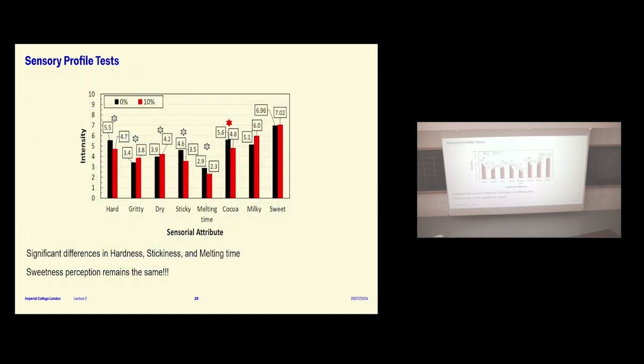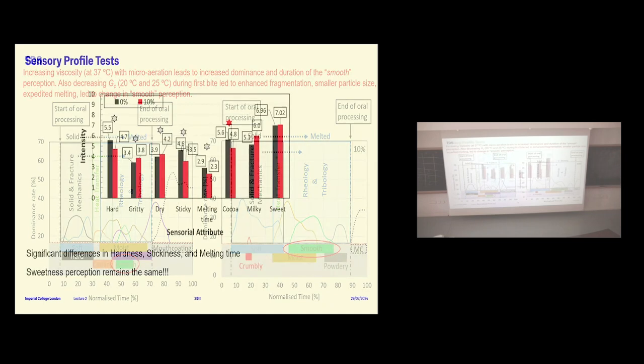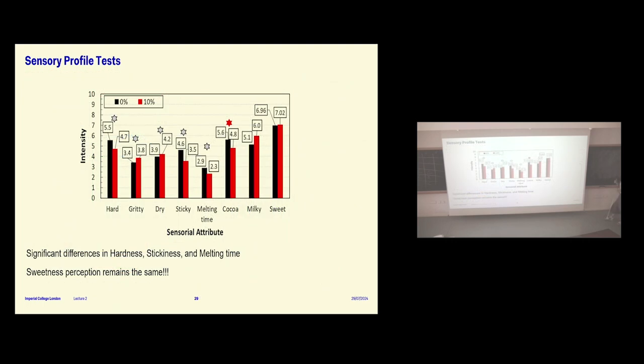So the test I showed you earlier, these are dynamic sensorial measurements that are happening as people are eating the product. There's another type of test that you can do, which is static. At the end, you consume something, or you put it in your mouth, and then you do the sensorial examination. The important thing here is that the sweetness from the two materials, the 0 and the 10%, is about the same.